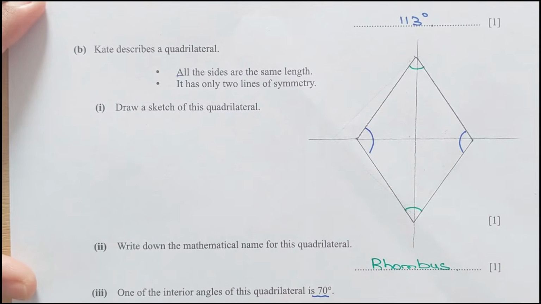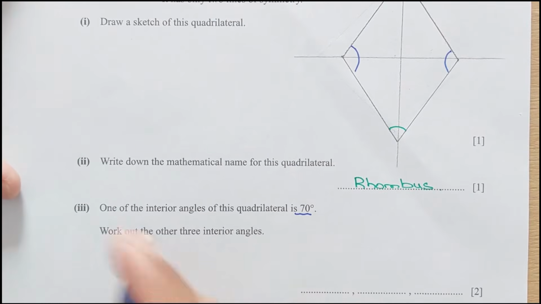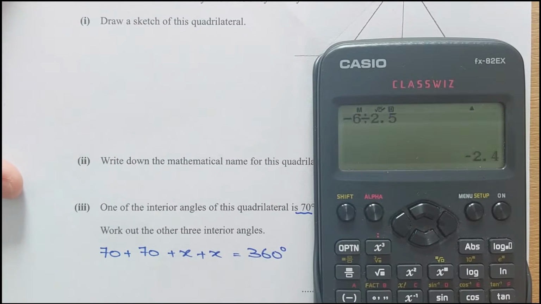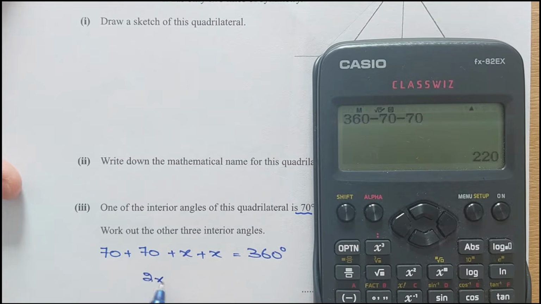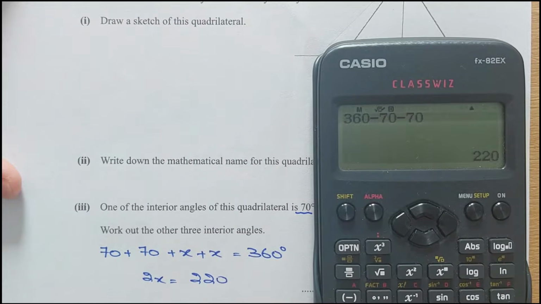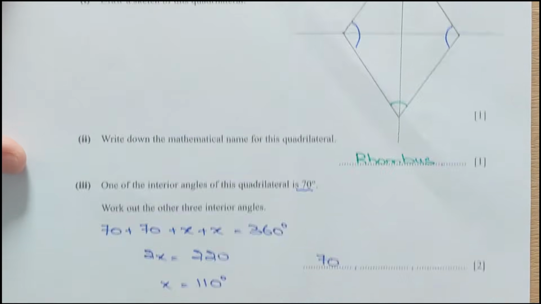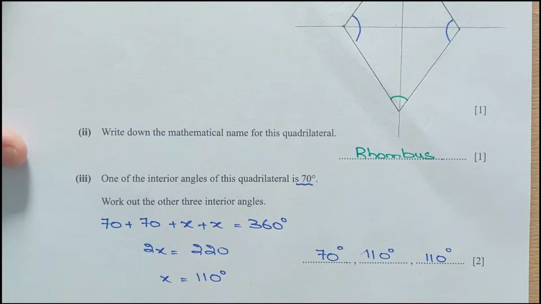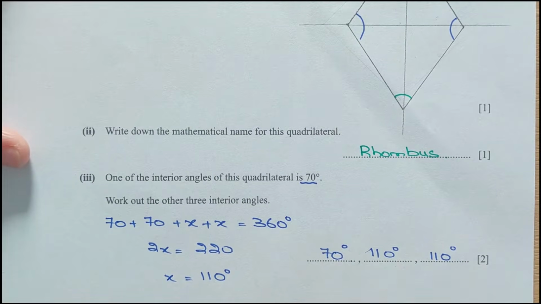We can find these 2 using the fact that the sum of all angles of a quadrilateral is 360 degrees. So one angle is 70, the other is also 70. We can say 70 plus 70 plus x plus x equals 360, right? So let me calculate this angle. 360 minus 70 minus 70 is 220. So 2x equals 220, and to get x we divide by 2. So x is 110. So the rest of the 2 angles of the rhombus are 110 and 110. Right. So the 3 interior angles are 70, 110 and 110.